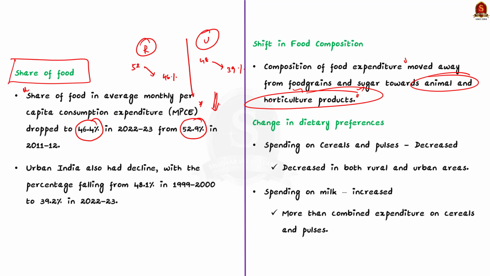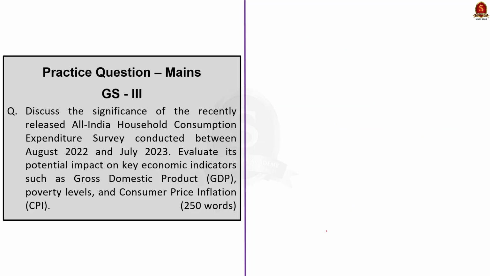This shift is evident in the data from the NSSO, indicating a change in the dietary preferences among Indians. Note that the cereals and pulses share within the overall food consumption expenditure has reduced in both rural and urban areas. On the other hand, spending on milk has notably increased, surpassing the combined expenditure on cereals and pulses in 2022-23. We shall ask ourselves, what can be inferred from this trend? The shift in spending reflects a move towards foods which are rich in protein and micronutrients rather than the foods which are providing calories.